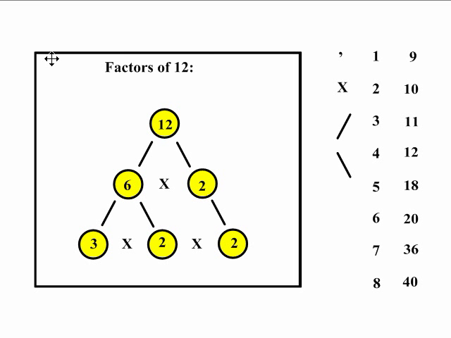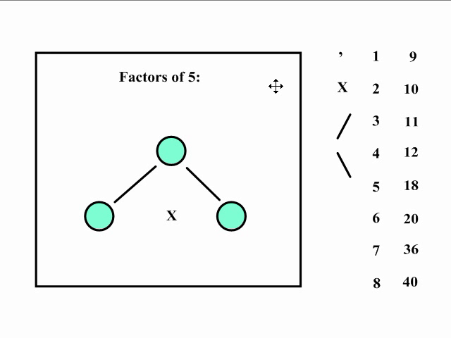Let's try factoring something else. What if we want to try to make a factor tree with the number 5? Well, 5 is a prime number. The only way to get 5 is by multiplying 5 times 1 or 1 times 5. We don't really have to make a factor tree out of a prime number, but we can still show this. I write 5 times 1, and I have to stop because 5 and 1 are both prime numbers.